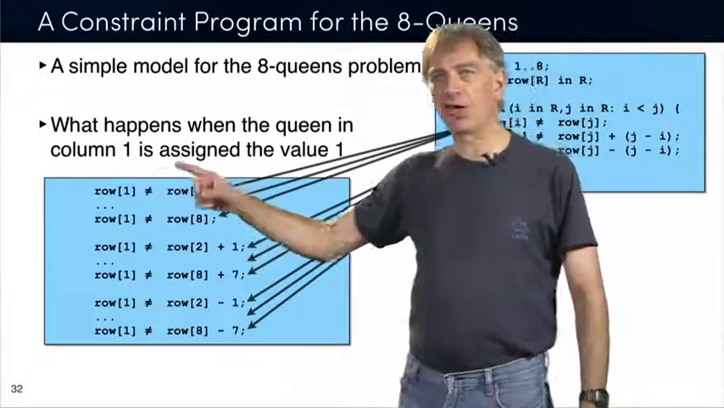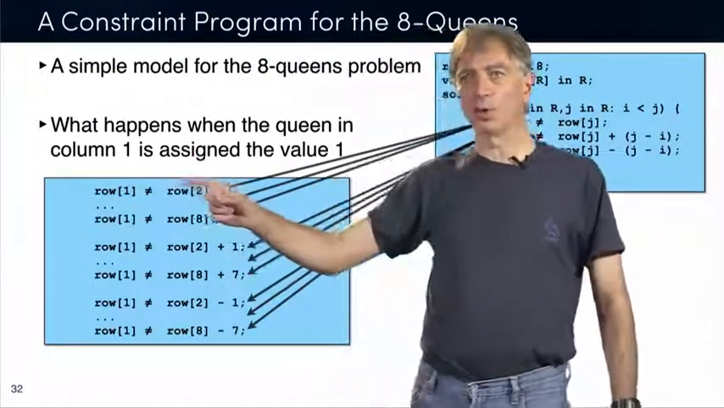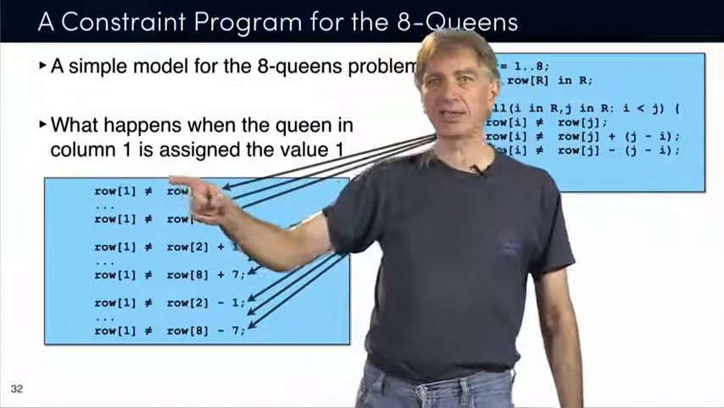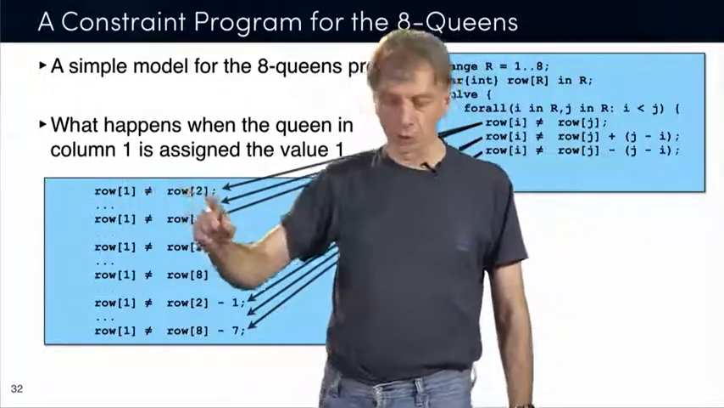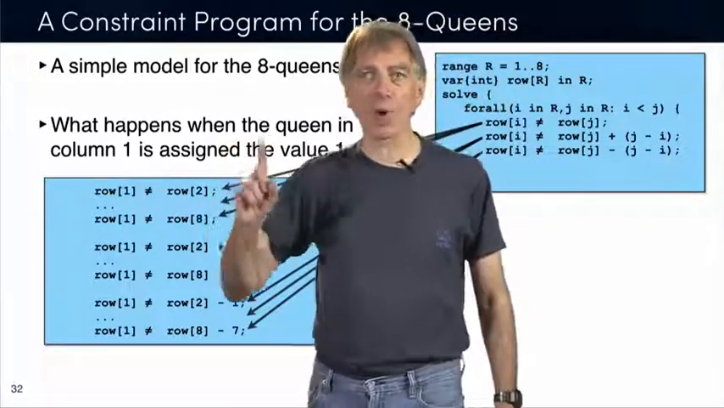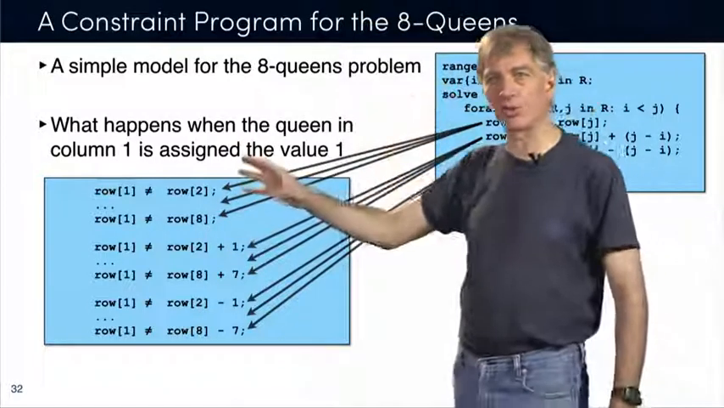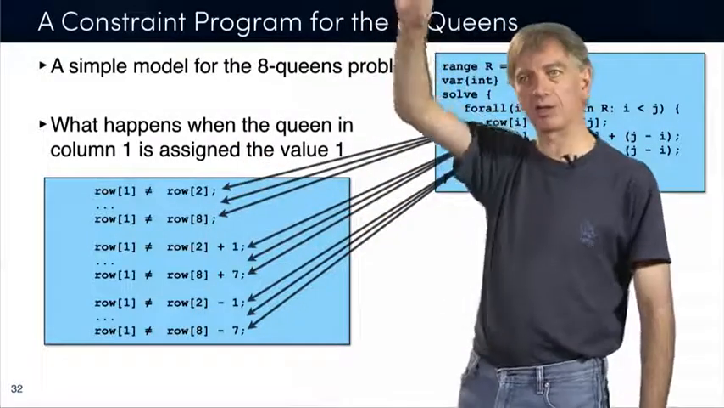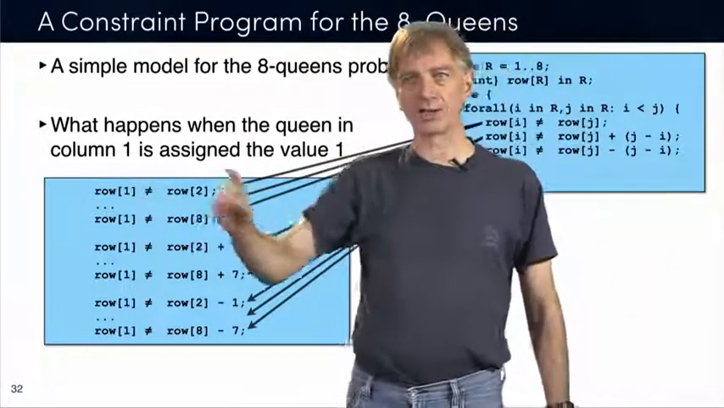Okay, and so now, if I give the value 1 to row 1, what's going to happen? Well, this constraint is going to become, row 2 has to be different from 1. Okay, so you will make sure that the second queen, the queen on the second column, cannot be placed on row 1. That's what this constraint will do.